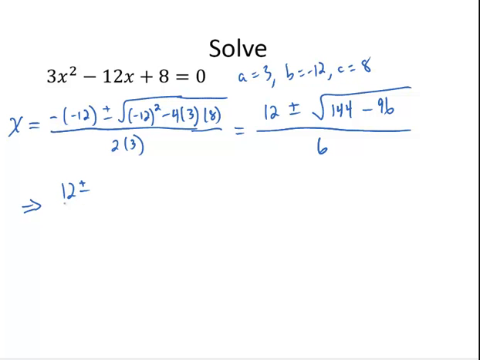12 plus or minus the square root, now 144 minus 96 is 48, and that's divided by 6. Now, unlike the previous exercise, 48 is not a perfect square, and so its square root is not a nice number. It's not rational. But we can still simplify this radical.